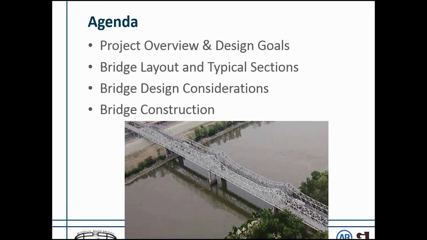So I'll take you through a project overview, our design goals, the bridge layout and typical section, other bridge design considerations, and some bridge construction photos as it is today. And through that, I'll show you how we use Midas in an MDX Midas superstructure comparison, and also for our substructure design for our river piers.